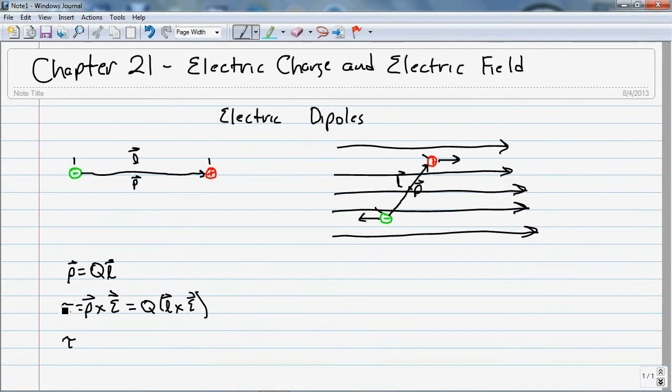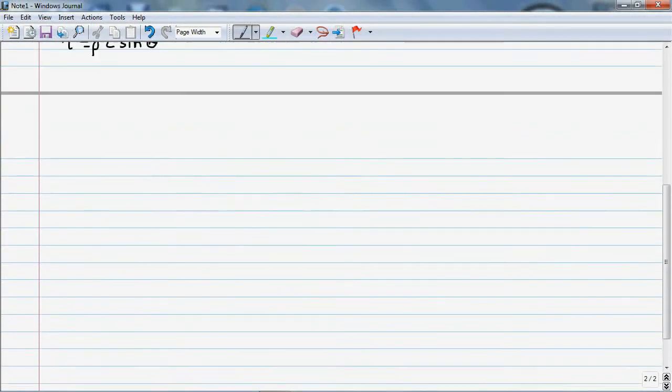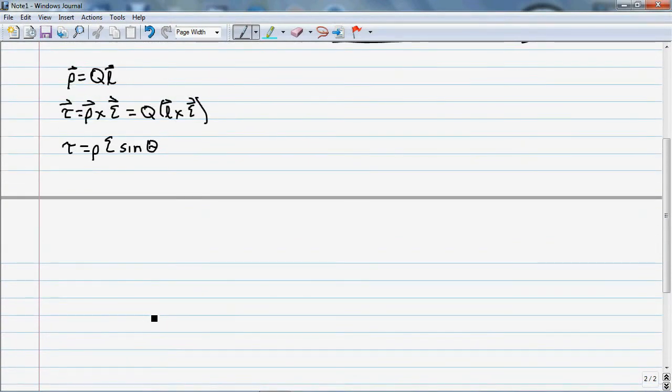And torque is a vector. If we want to know the absolute value of the torque, or just the value, not direction, that's the dipole moment times the electric field times sine of theta. Alright, so we've defined the torque.